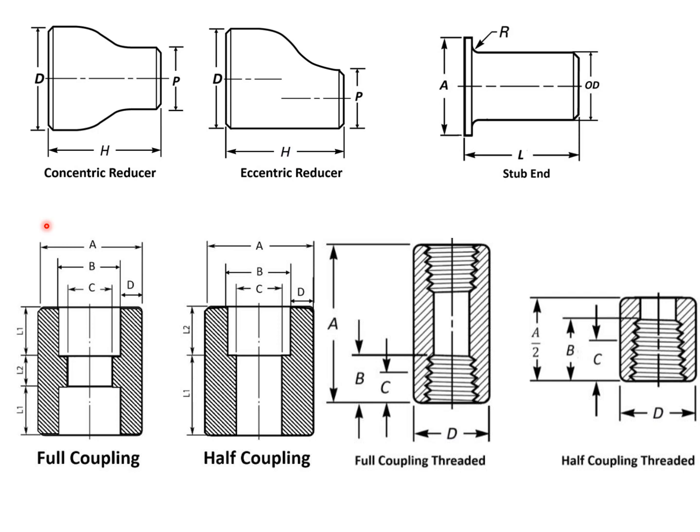So other pipe fittings are reducers, which are concentric reducer and eccentric reducer, stub ends as discussed with the flange earlier, and couplings. Couplings are welded coupling and threaded coupling. Welded couplings are further classified as full coupling, where the pipe can be inserted from here and from here, and half coupling, which has only one side where a pipe can be inserted. And we have the same: full coupling threaded and half coupling threaded. Half couplings are mostly used in a pressure vessel.